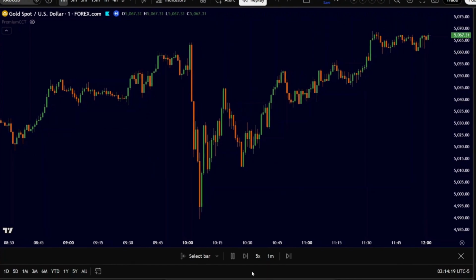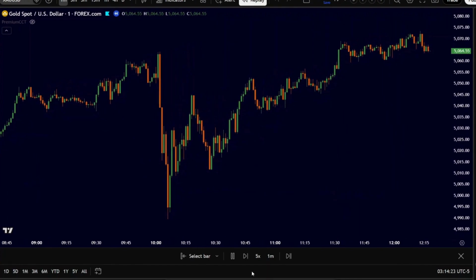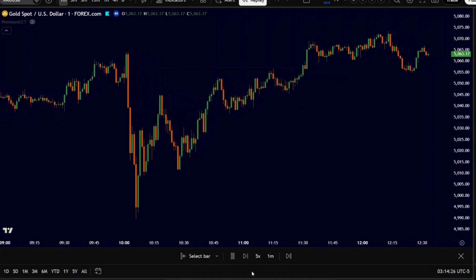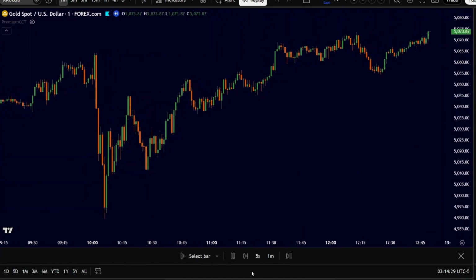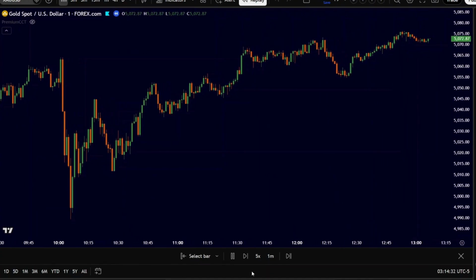Timing matters more than most people realize. Order blocks require volume and participation to be respected, and that means you want to be trading when the market is actually moving. For pairs like EURUSD, that means the London session and the New York session. These are the windows where institutional players are active.